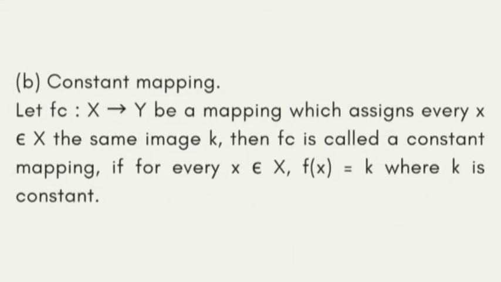The second type of special mapping is called constant mapping. Let FC be a mapping from X into Y which assigns to every x belonging to X the same image K. Then FC is called a constant mapping if for every x in X, f of x is equal to K, where K is called constant.